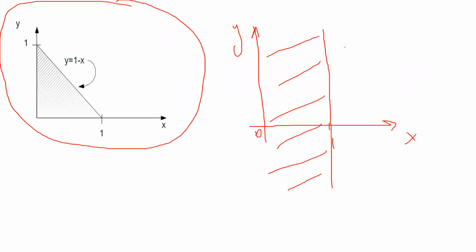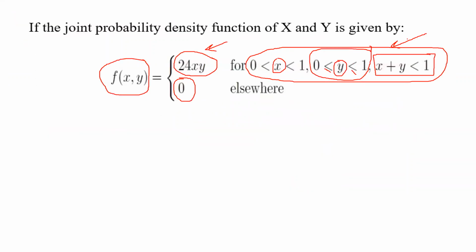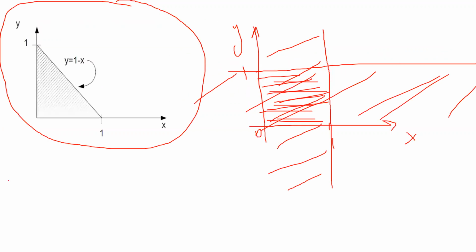Now, y between 0 and 1. Let's consider this one as 1. So the new limitation is this. And what's the intersection? The intersection is here. But we have another limitation: x plus y less than 1. x plus y should be less than 1 at the same time.